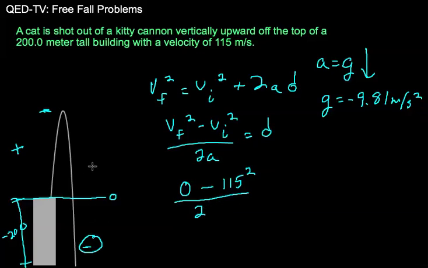We could have totally done this differently. We could have had down be plus and up be minus, and therefore our initial velocity, instead of being 115, we would have had to say was negative 115. And it would be a plus 200 meters down.